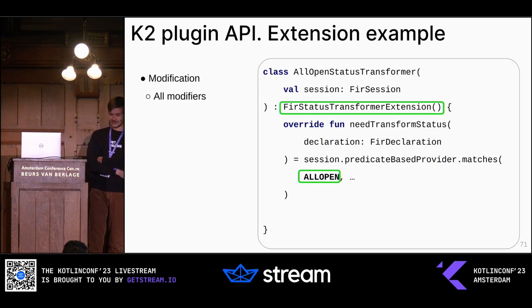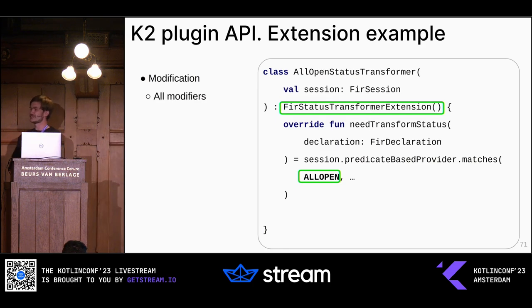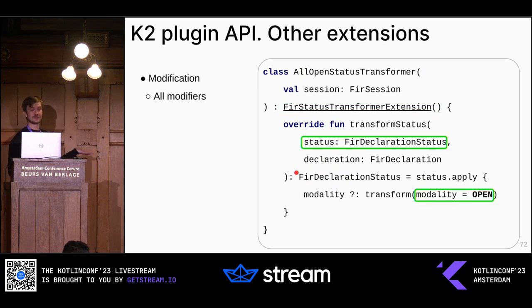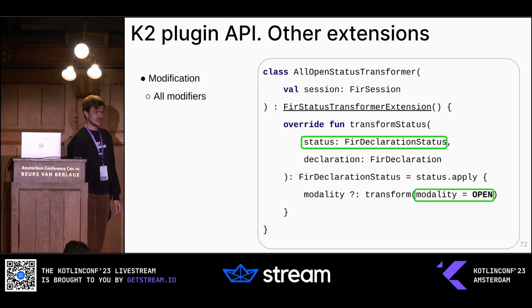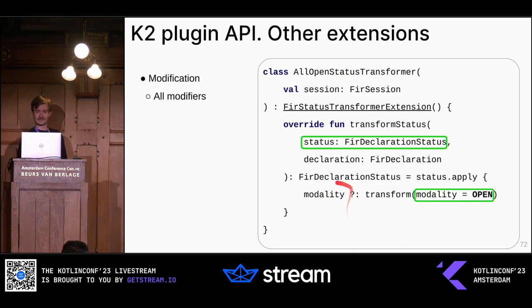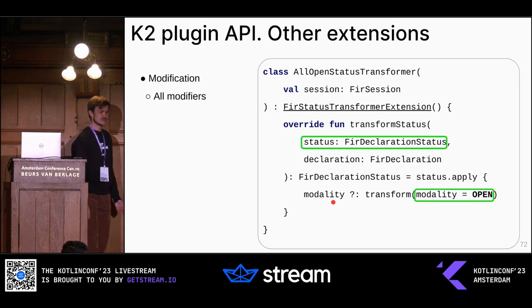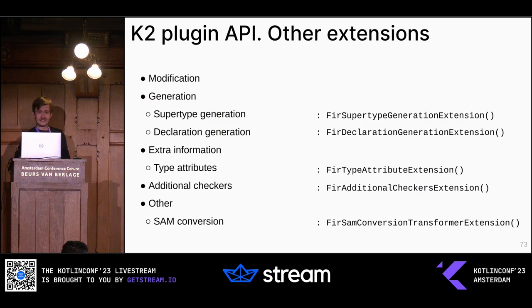And such methods usually search for some annotation and use so-called predicates, it's exactly the second part of the API, to determine it. And the second function is the transformation itself. Status here is just a collection of all declaration modifiers, and here we keep modality if it's explicit, explicitly open, final or abstract, or set it to open if it's not explicit. Well, other extensions are matching capabilities. So you can see it on this slide. There's not much reason to read them.